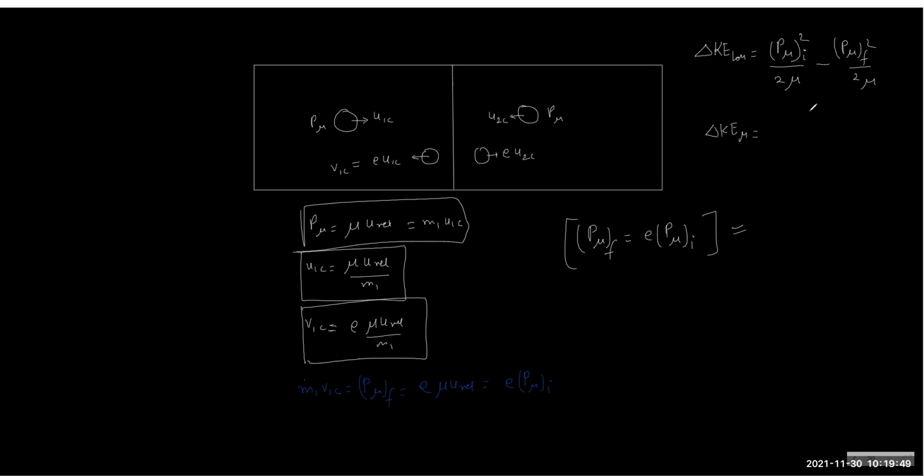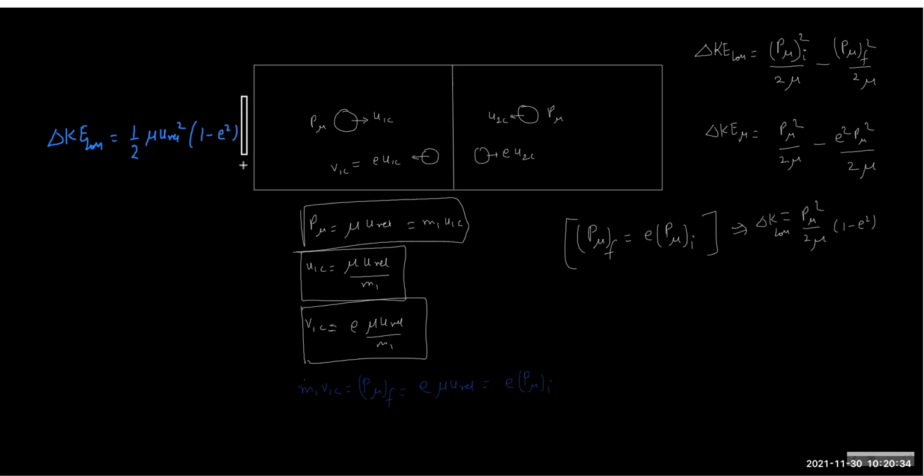And this turns out to be, because the P final is E times, so you can just write P mu square by 2 mu minus E square P mu square by 2 mu. And therefore we can write it as P mu square by 2 mu times 1 minus E square. So the final answer, which is very easy to remember, is that delta K loss is always half mu into U relative whole square, that is the initial energy available, times 1 minus E square.